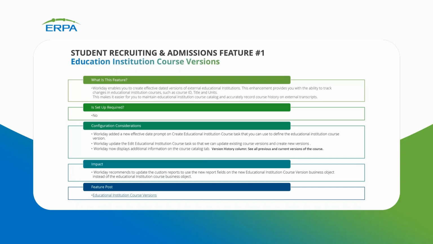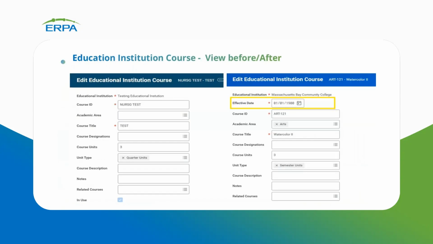So I'm going to show you a before and after view of educational course. There is a screenshot which I have prepared. Here you will see the difference between what it was before versus what it is now. You see in the yellow marked checkbox, there is an effective dated field which has been added. This is the field which is actually creating versioning for the educational institution course.